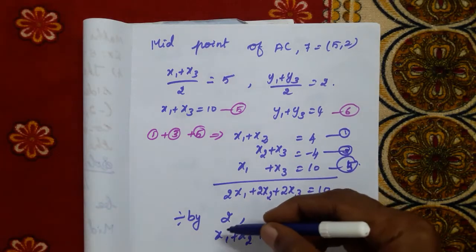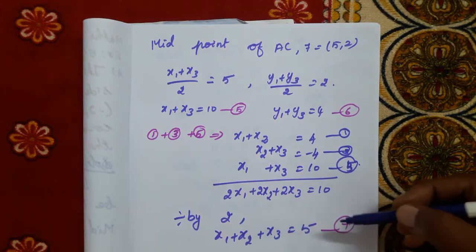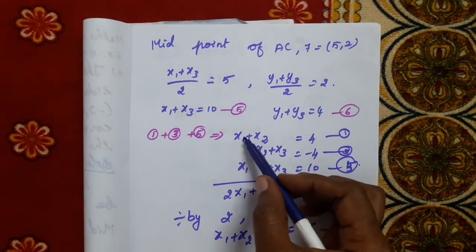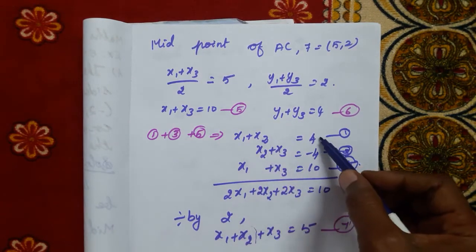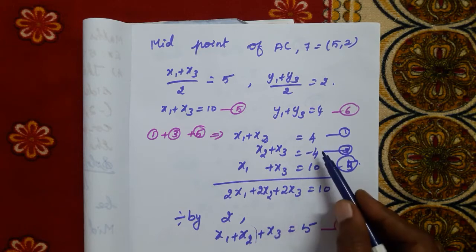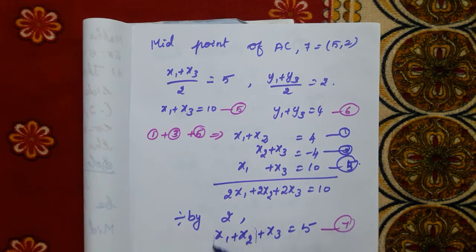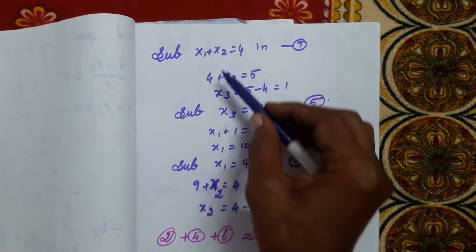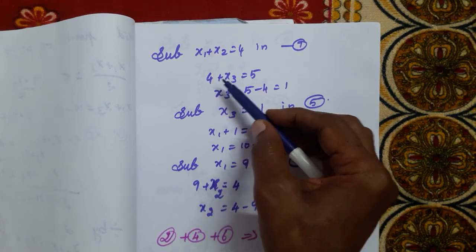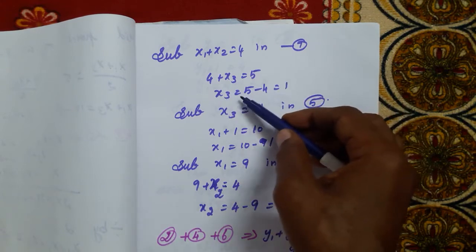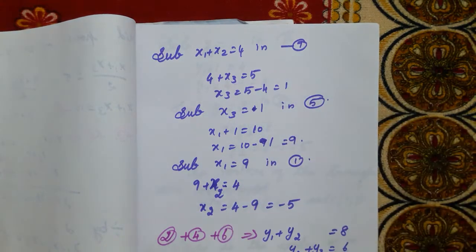Listen here. We are getting x1 plus x2 plus x3 is equal to 5. It is equation 7. What is equation 1? x1 plus x2 is equal to 4. So substituting x1 plus x2 is equal to 4 in equation 7, we get 4 plus x3 is equal to 5. So x3 is equal to 5 minus 4, which is 1.